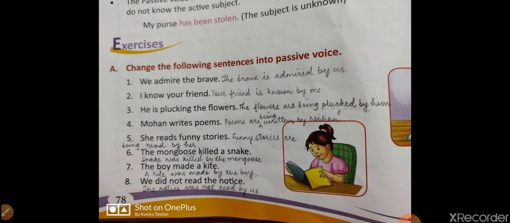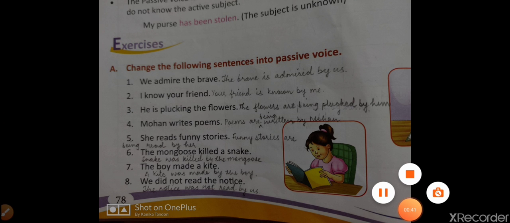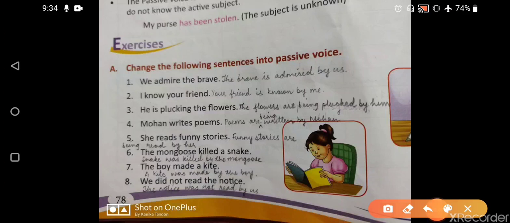He is plucking the flowers. The flowers are being plucked by him. Mohan writes poems. Poems are written by Mohan. She reads funny stories. Funny stories are read by her. Here we will not use being. Ask why? Because being is used when the sentence is in continuous form. In this, the sentence is not in continuous form, so we will not use being here.